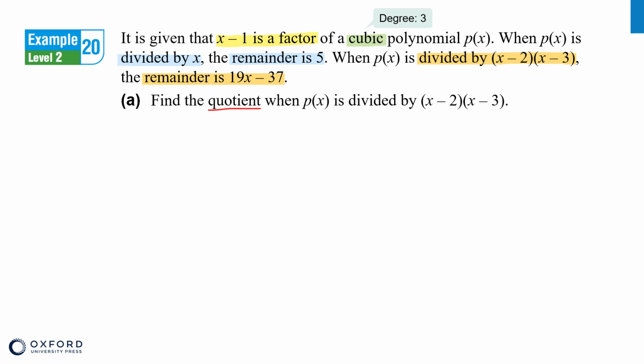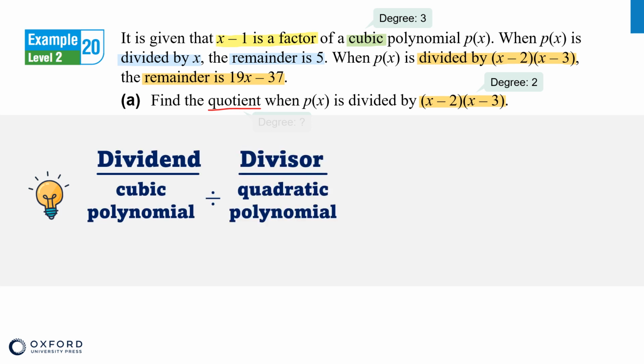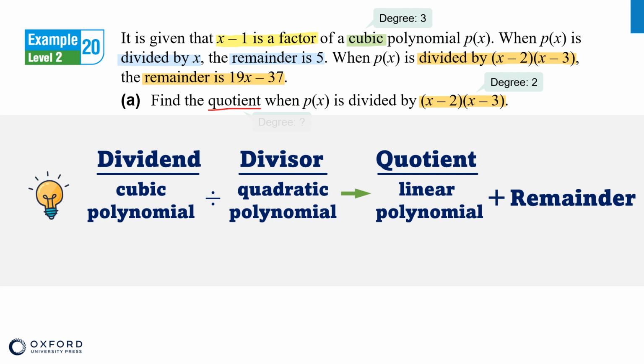Before we can do that, we'll need to know the degree of the required quotient. Note that the dividend, p of x, is a cubic polynomial. That means it's of degree 3. And the degree of the divisor is 2, meaning that it's a quadratic polynomial. When a cubic polynomial is divided by a quadratic polynomial, the quotient will be a linear polynomial. Or in other words, when a polynomial of degree 3 is divided by a polynomial of degree 2, the quotient will be a polynomial of degree 1.